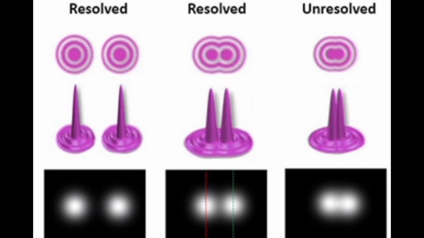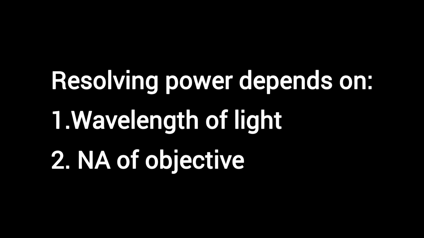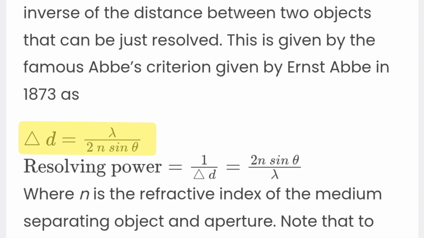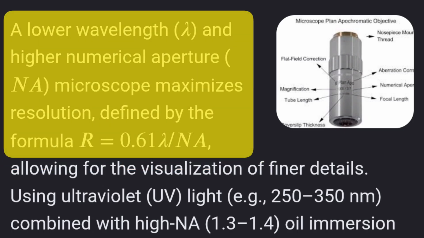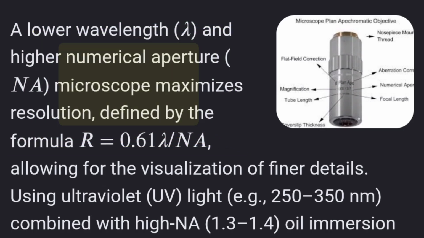However, resolution is the ability to distinguish two closely spaced points as separate. The resolving power depends on the wavelength of light and the numerical aperture of the objective. The resolution is directly proportional to lambda divided by twice the numerical aperture. Lower wavelength and higher numerical aperture give better resolution. This is why simply increasing magnification does not always give more detail.